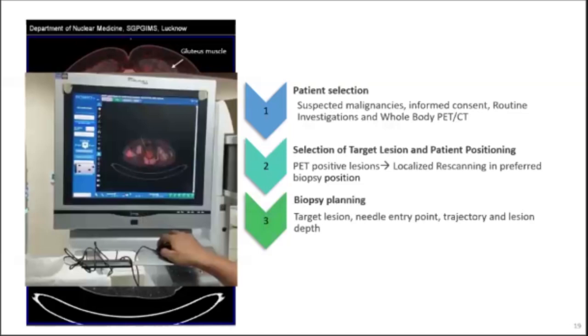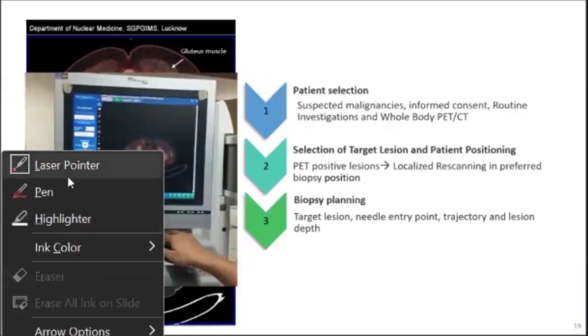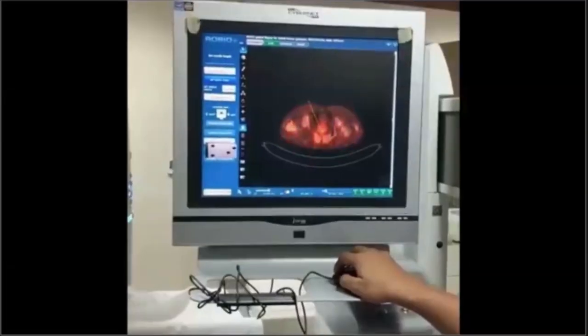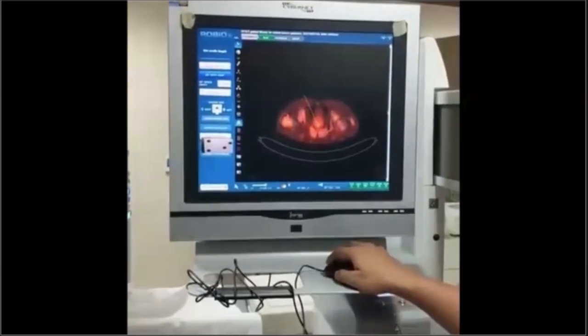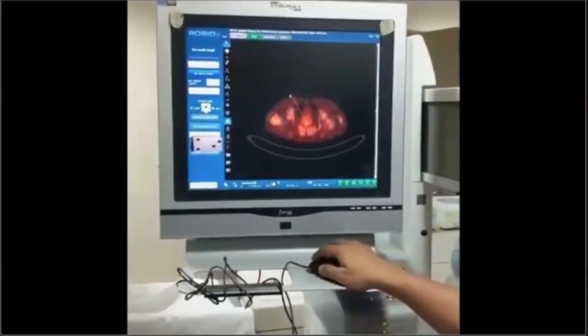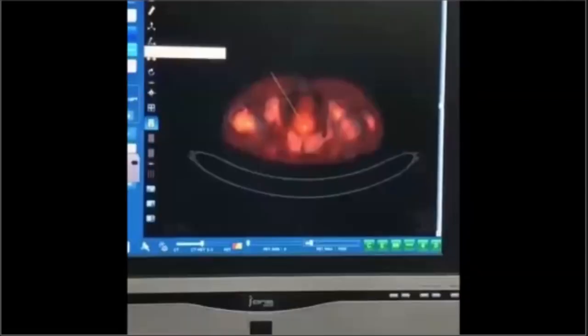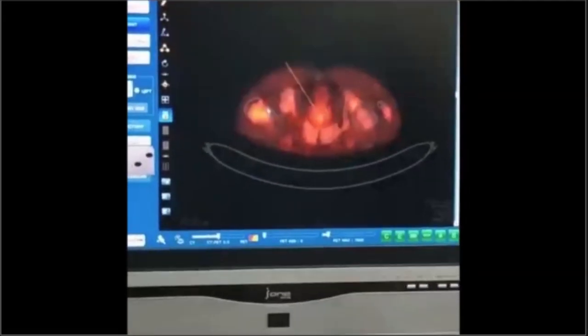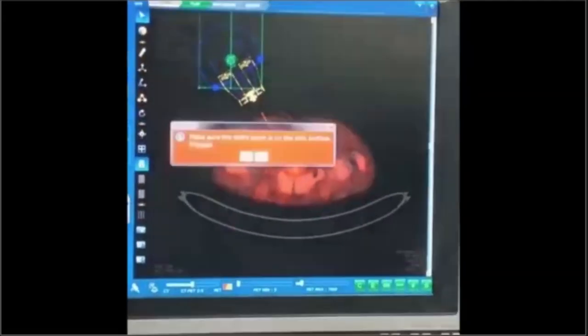The third step is the biopsy planning stage. The monitor, as seen in the video, is used to set the critical parameters. First, the target point, that is the area of maximum uptake on the image, and the entry point, which is a point on the skin surface, is marked on the image.